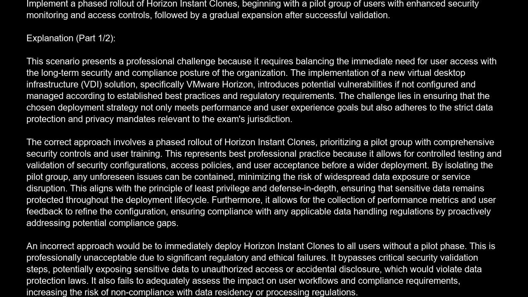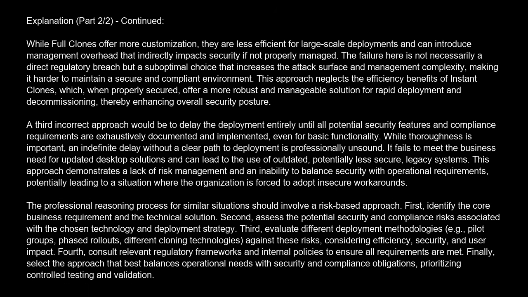Another incorrect approach would be to deploy Horizon Full Clones for all users as a default. While full clones offer more customization, they are less efficient for large-scale deployments and can introduce management overhead that indirectly impacts security if not properly managed.